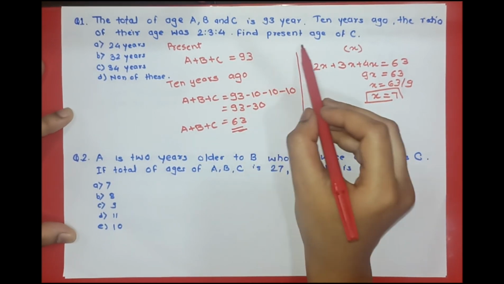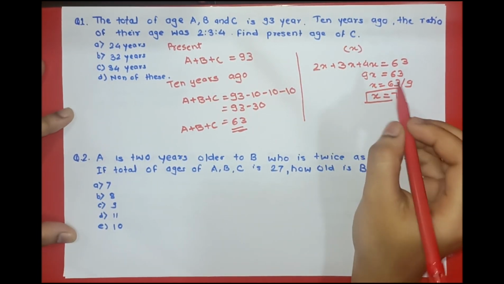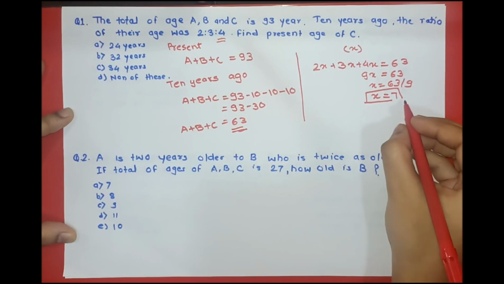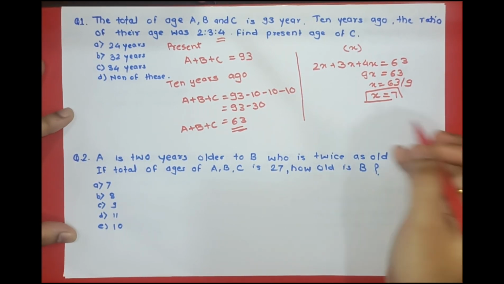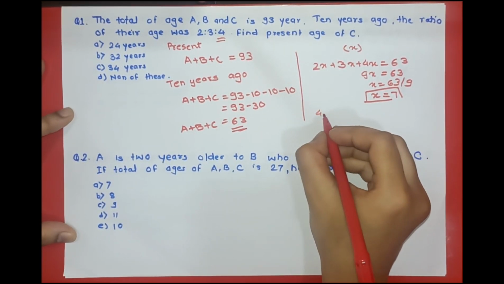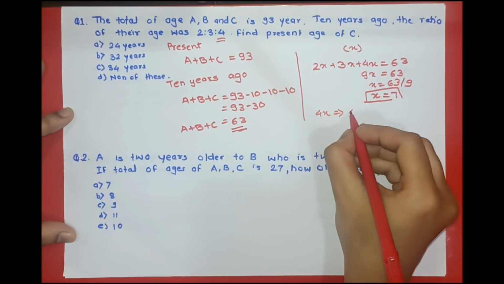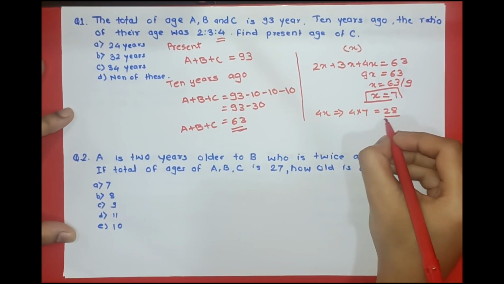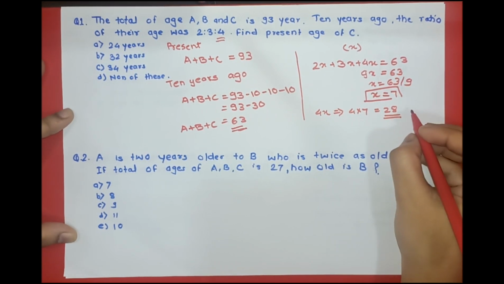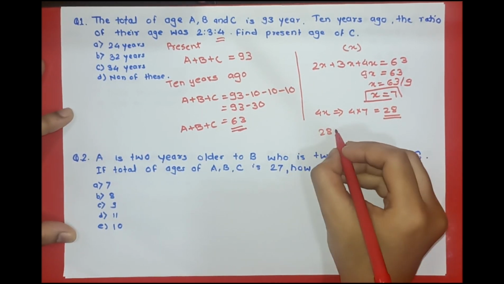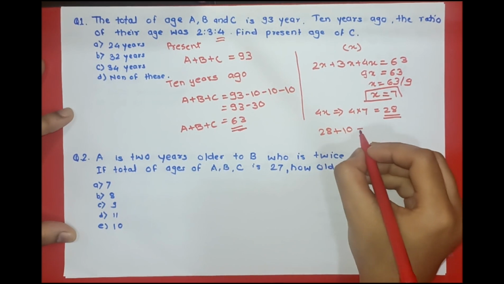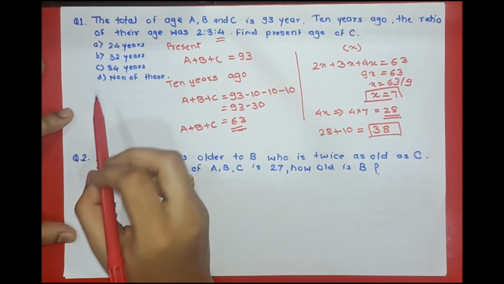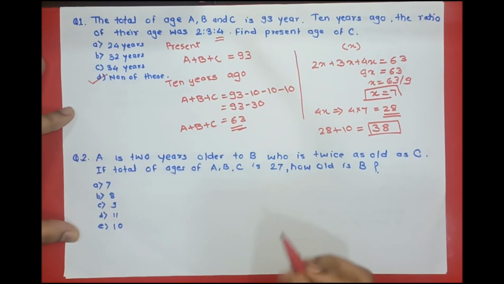Now we have to find the present age of C, but we know the ratio value of C's age 10 years ago. So let's find out C's age 10 years ago. So it was 4x, so it becomes 4 into 7 and it is 28 years. So C's age 10 years ago is 28 years. So to find the present age, just add 10 to it and it becomes 38 years. So the correct option is none of these.